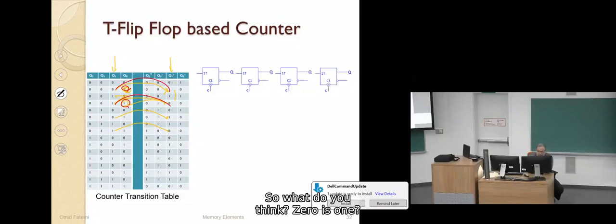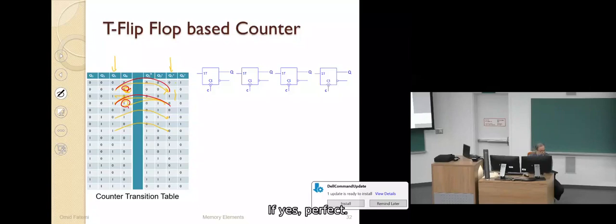When Q0 is 1, it should toggle. When Q0 is not 1, it shouldn't change. What do you think? What to do? How to build this? What would be a good circuit for making Q1? Any idea? Any suggestion? I am telling you, when Q0 becomes 1, it should toggle, and when it is not 1, it shouldn't toggle.